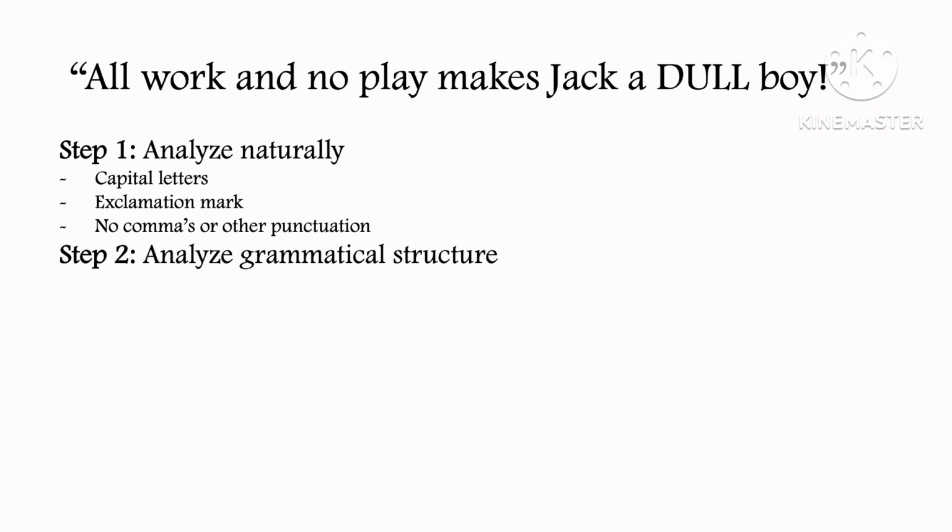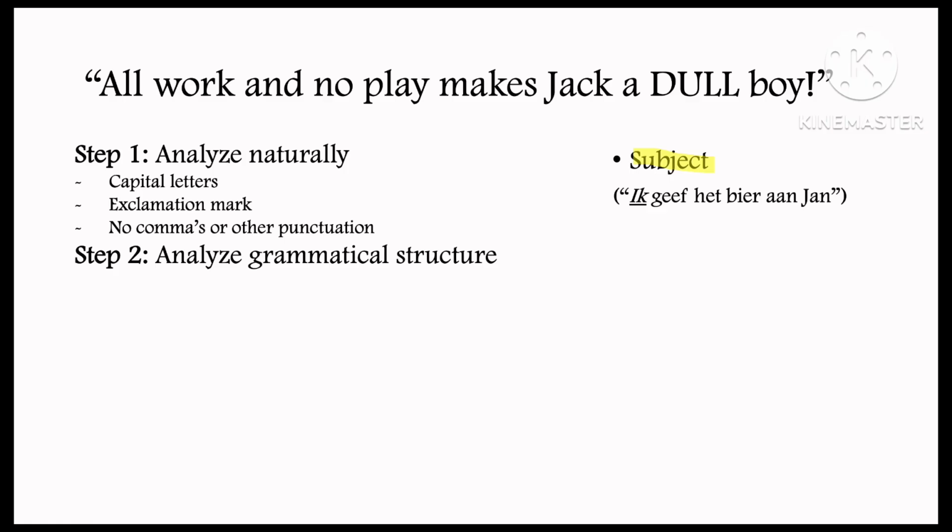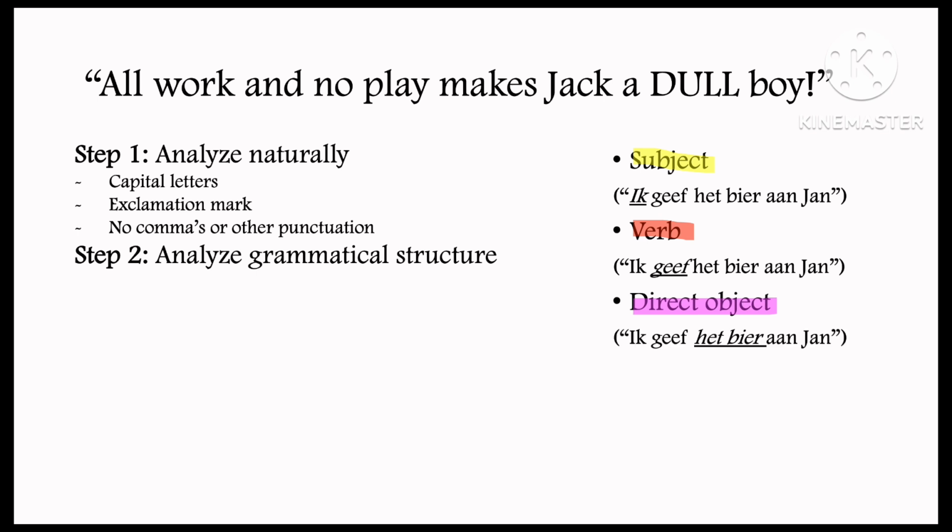The second step is to analyze the grammatical structure. Now you're gonna need to think back of primary school in the Netherlands for a bit, and think about the things you found hardest in spelling. So, we have the subject, which is basically het onderwerp. Ik geef het bier aan Jan. Jump scare. Anyway, so I am the subject in this one. A verb, I don't need to explain to you that that's basically every werkwoord. And we have a direct object, which is, in this case, het bier. And so in Dutch it's het lijdend voorwerp.